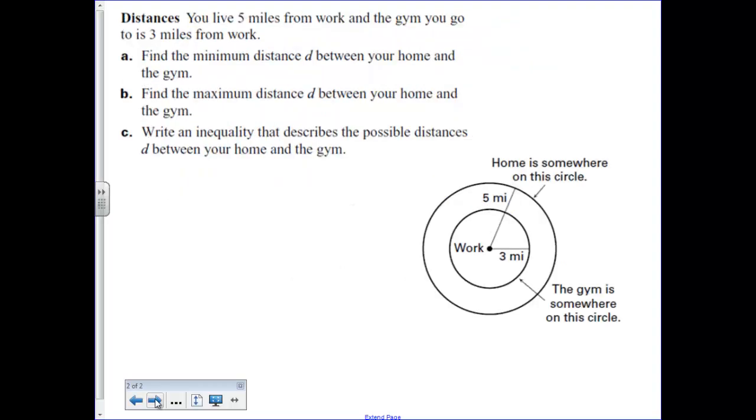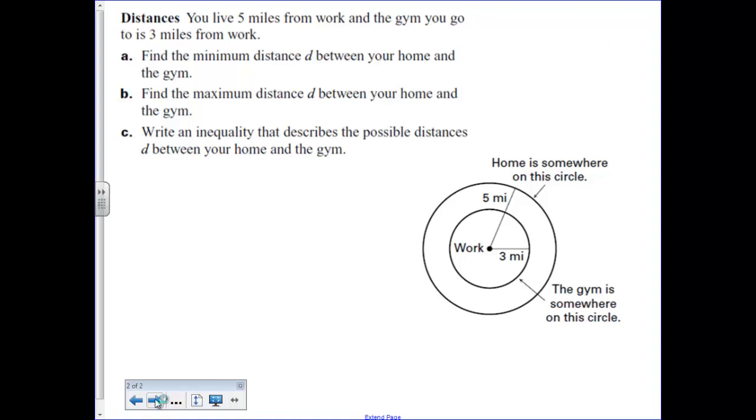I've gone ahead and added another example, because you'll probably see something like this either on the test or the benchmark or the midterm or the EOC. This one actually asks the question a little bit better than the previous question. You live 5 miles from work, and the gym you go to is 3 miles from work. A, find the minimum distance between your home and the gym. B, find the maximum distance between your home and the gym. C, write an inequality that describes the possible distance between your home and the gym.